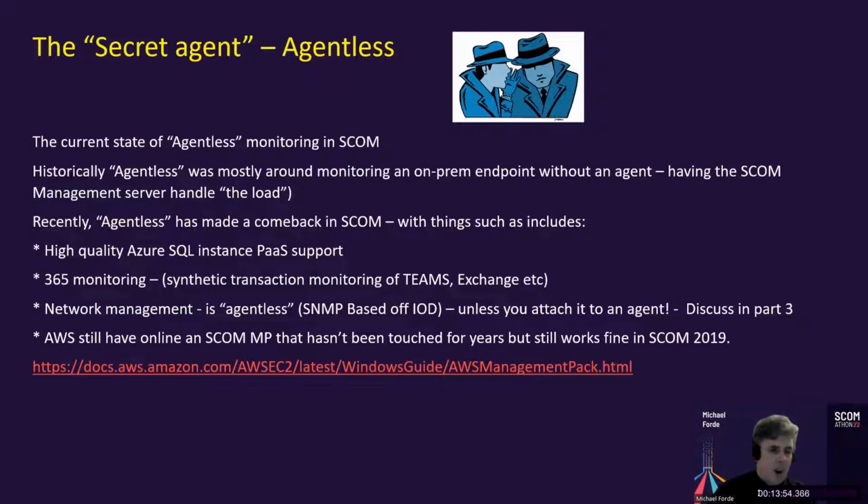In the cloud, we have agents up there on IaaS type machines, but now there's a lot of high quality SQL instance type PaaS stuff for the newer versions of SCOM, 365 monitoring, synthetic transactions and so on. None of it is based off SCOM agents so much. And obviously network management is agentless, based off SNMP and OIDs and things like that, unless you attach an agent, which I'll get to in part 3 of this talk. AWS have an online SCOM management pack, which hasn't been touched for a while, but still works really well in SCOM 2019. I haven't tested it in 2022. Have a play.